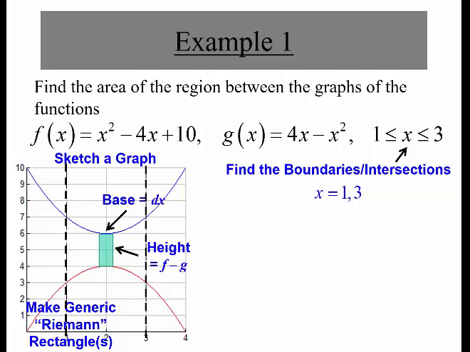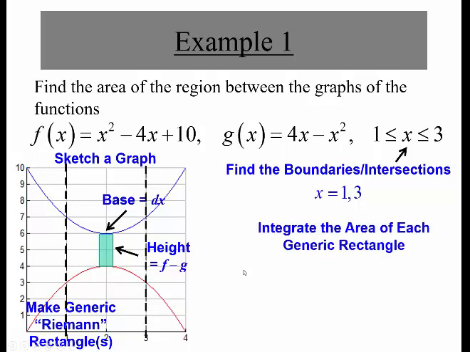So the area is base times height, or length times width. Obviously the width is dx. The length or the height is the top graph f minus the bottom graph g. So you're going to integrate the area of each generic rectangle here. So I'm going to integrate from 1 to 3 because that was the intersections.